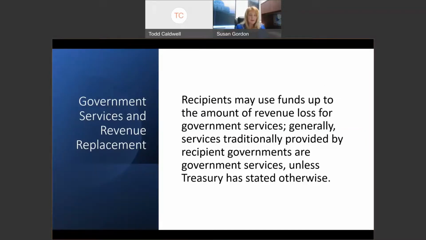So we'll go ahead and talk first about the government services and revenue replacement section. What the Act and the final rule say is that you may use funds up to the amount of revenue loss for government services. And generally, services that are traditionally provided by the recipient governments are government services, unless Treasury has stated otherwise. And there are a list of those that are not, although they might be government services, they're not permitted to be paid from ARPA funds.